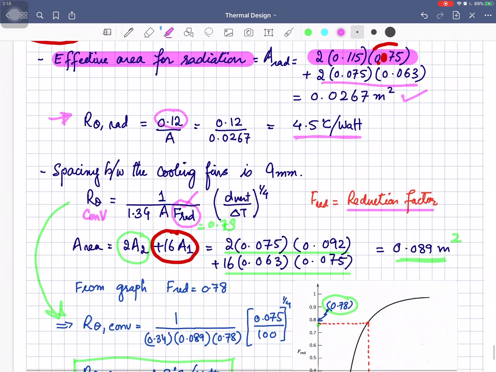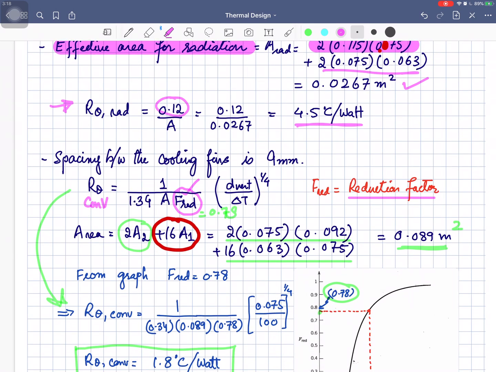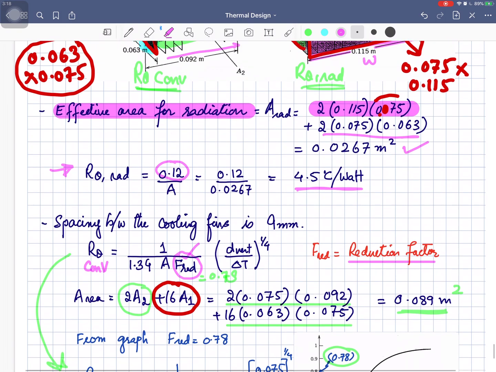Okay, so what we have discussed in this video, if I summarize: we have discussed the expression for the heat dissipated through convection, then we have seen the expression for the heat dissipated through radiation, and then we have seen how we can find out the effective area for the convection and radiation process, and how we can calculate the thermal resistance of the heat sink.